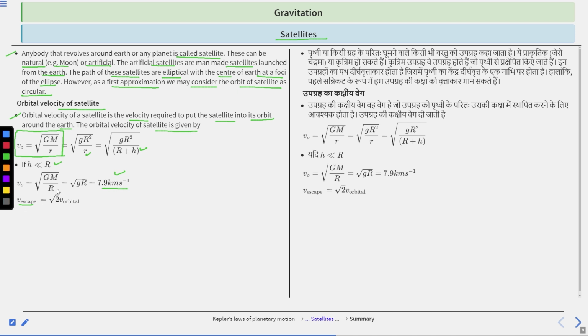V escape is equal to under root 2 times V orbital. Clear? So this is the relation between the escape velocity and orbital velocity. V escape is equal to root 2 times the orbital velocity. This one.